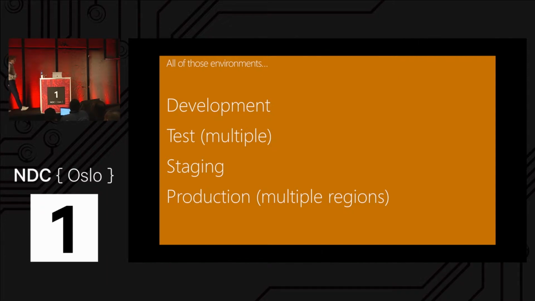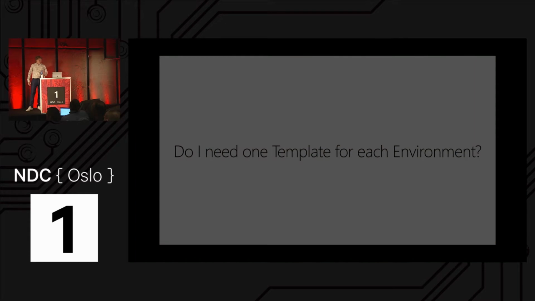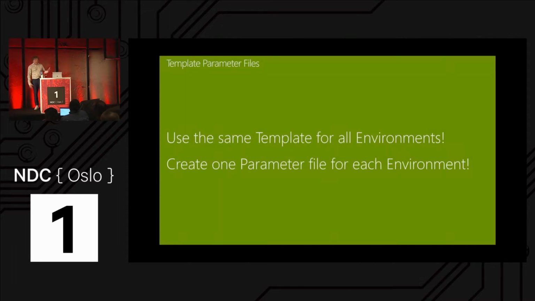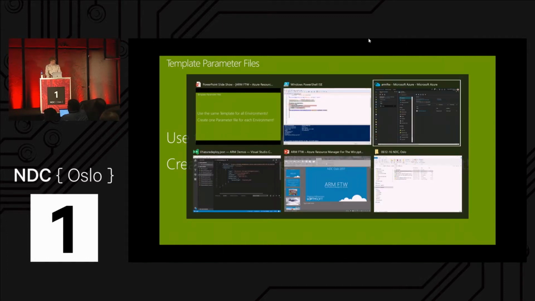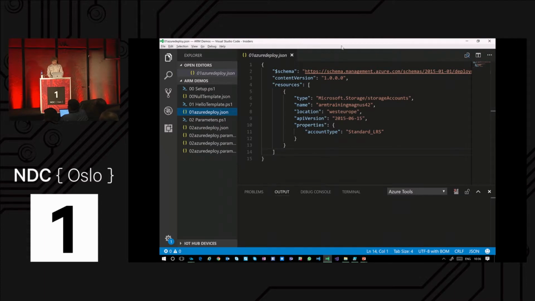You have many. And, you know, a fair question is, do I need to have a template for each of my environments? It kind of feels a little bit redundant. And of course, you don't have to. You usually have one template for your environment, and then you pair that up with parameter files. So it looks like this.